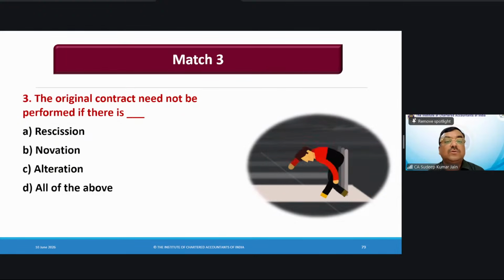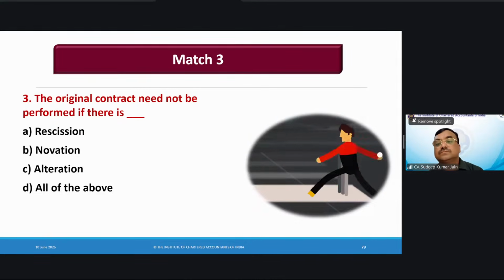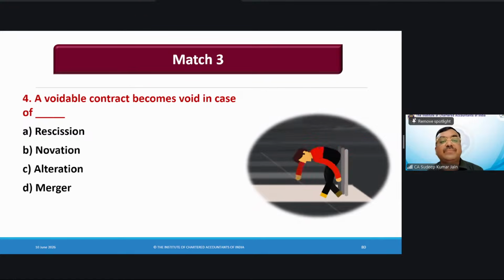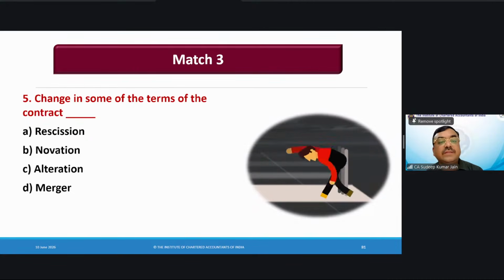The original contract need not be performed if there is rescission, novation, alteration, or all of the above. A voidable contract becomes void in case of rescission, novation, alteration, or merger. Change in some of the terms of the contract is rescission, novation, alteration, or merger.